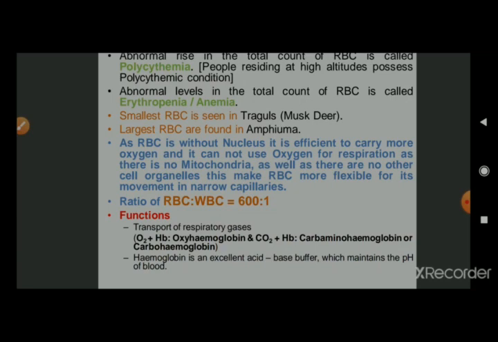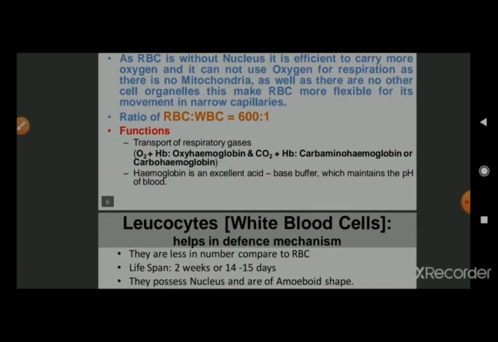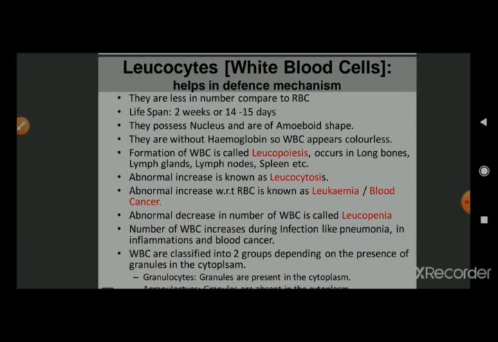Let us move on to another corpuscle cell, that is leukocytes, or you can say white blood cells. What is the function of white blood cells? It helps in the defense mechanism. So it kills microorganisms entering into the body by various processes. The numbers are less compared to RBC. They are colorless. They are without hemoglobin, so they are colorless.